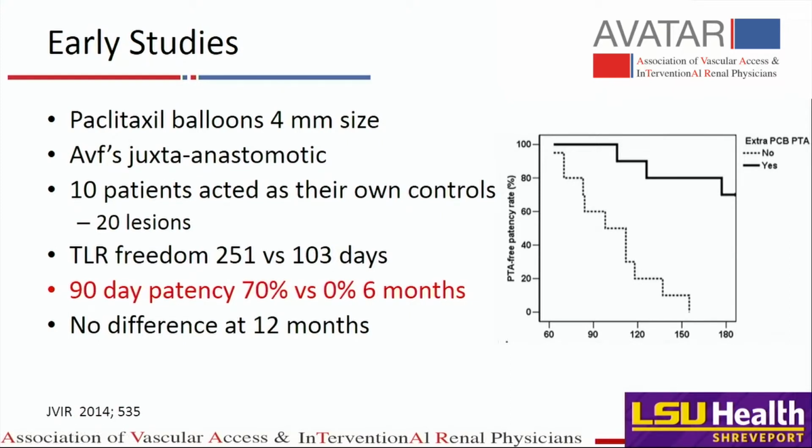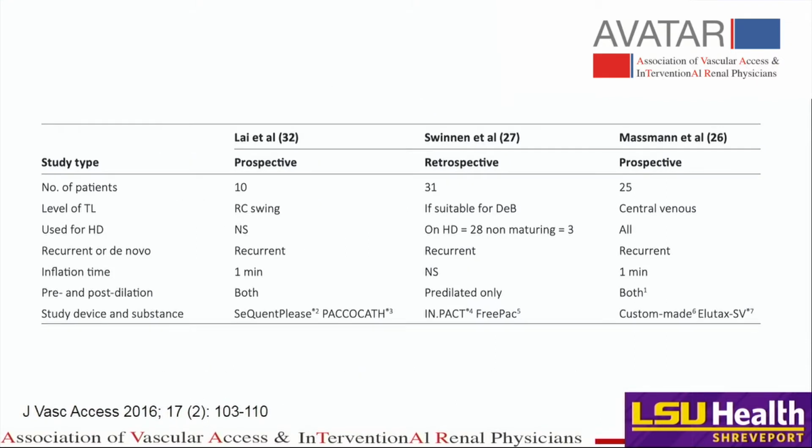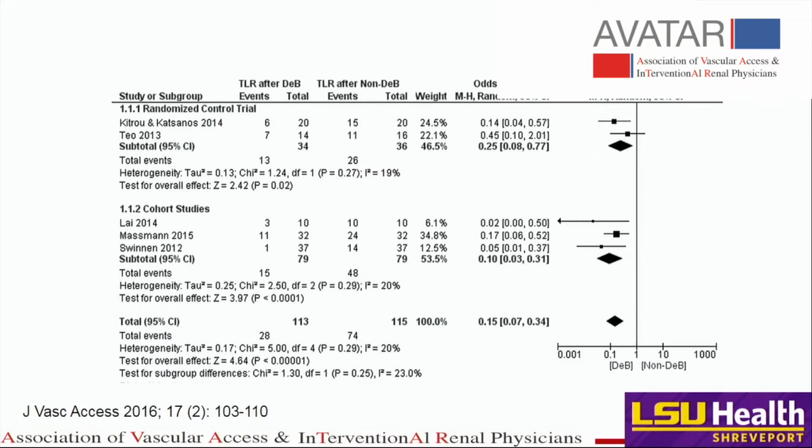So really encouraging results, and even at 6 months, the drug-coated balloon only had 20% recurrence, whereas the conventional angioplasty was nearly 100% recurrence within 6 months of angioplasty. Since then, there have been a number of small center studies, some retrospective, some case control studies, and a meta-analysis showed that there was some benefit of using drug-coated balloon in dialysis access.